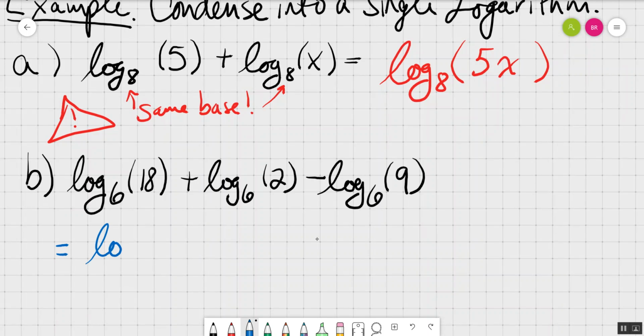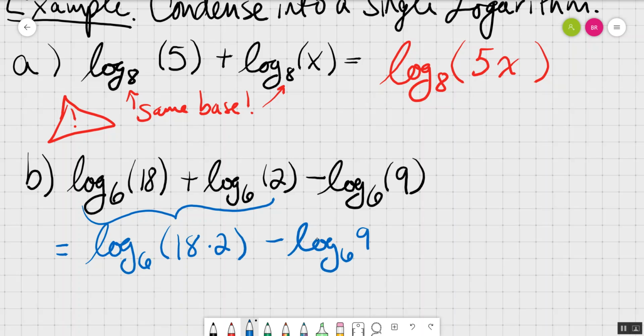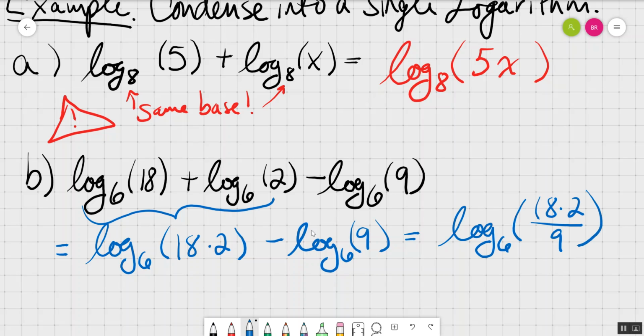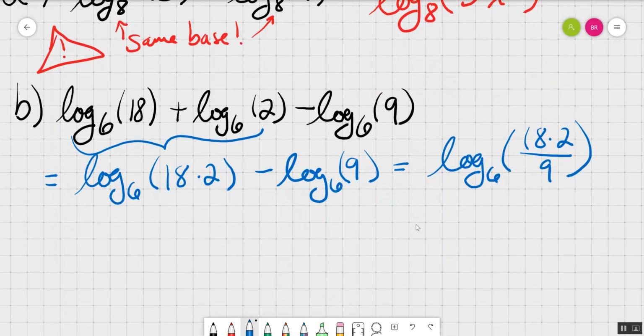So we'll have log base 6. I'm going to start by just combining these two, so that'll be 18 times 2, minus the log base 6 of 9. And then since this one is a subtraction, I'm going to make this into a division. Now you could have done this all as one step: 18 times 2 over 9. Now watch what happens here. This is kind of cute. 18 times 2, if we multiply those two together, we just get 36.